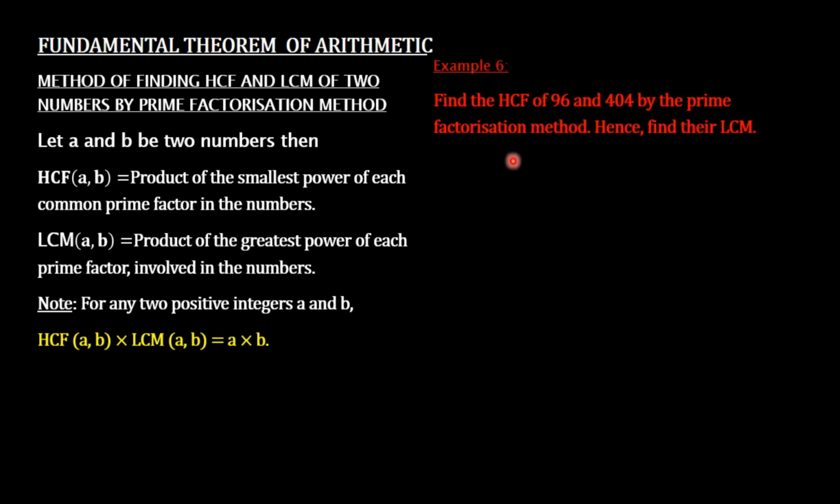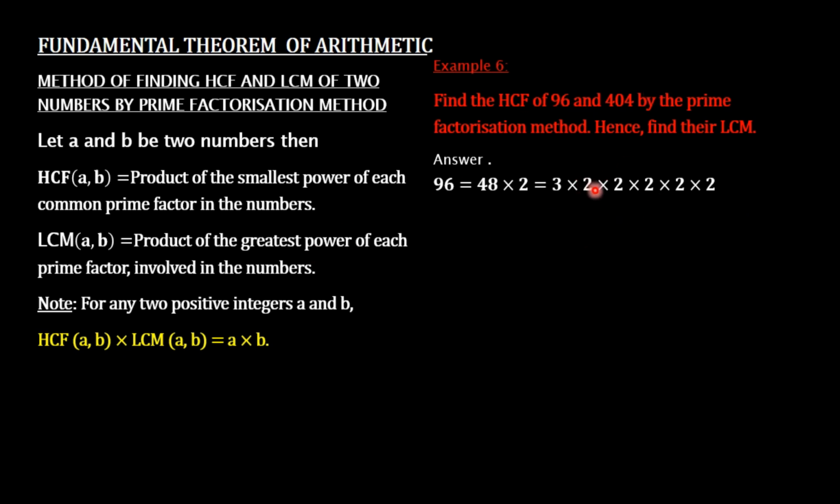At first, we have to do the prime factorization of 96. What is 96? 96 equals 48 into 2. 48 is 6 into 8. 6 is 3 into 2, and 8 is 2 into 2 into 2, that is 2 cube. This is the prime factorization of 96.